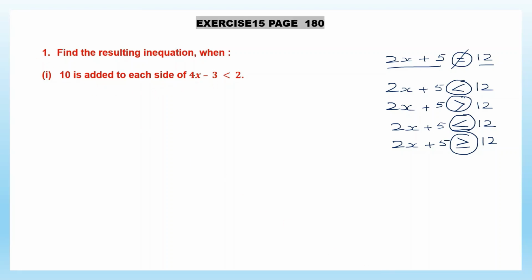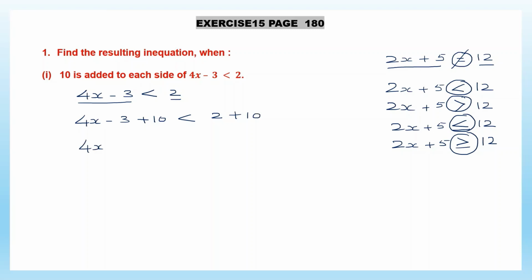So in question 1, we have to add 10 to each side of the inequation given to us. Let's first write down the inequation. We have 4x minus 3 is smaller than 2. This is the left hand side and this is the right hand side. Now we need to add 10 to each side. So 4x minus 3 plus 10. So we've added 10 to the left hand side. Let's add 10 to the right hand side: 2 plus 10.